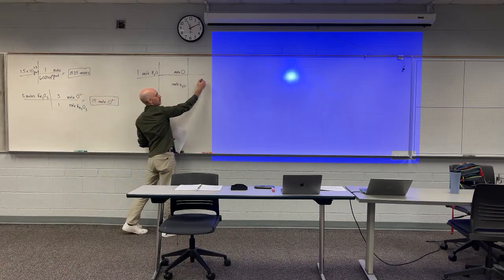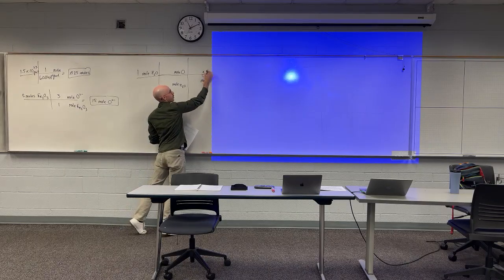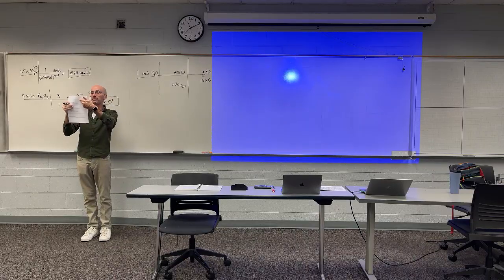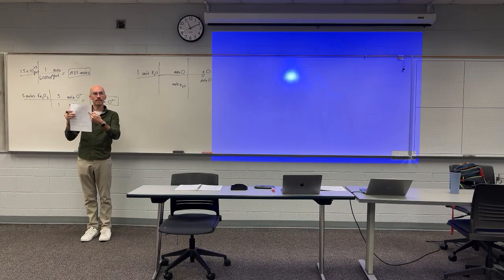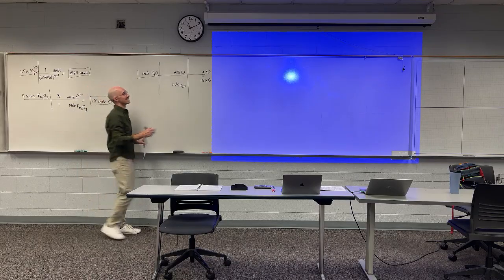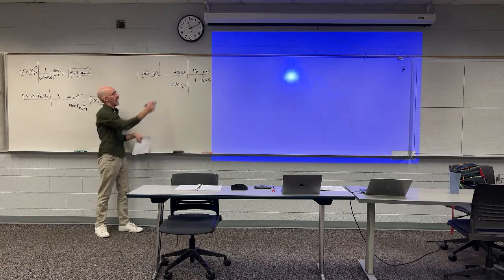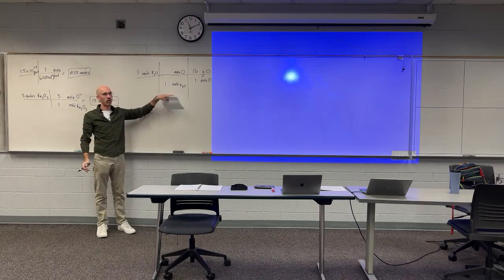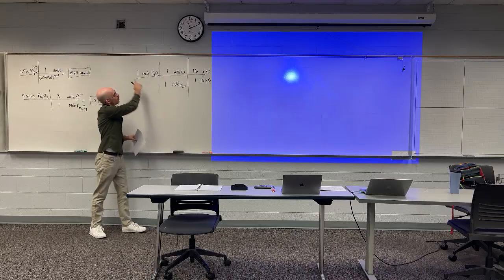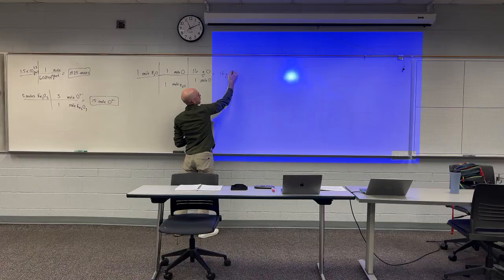I need to cancel moles of O. And then I need to get into grams of O. That's going from moles of B to mass of B. That's using what? The molar mass. What is the molar mass of oxygen? Not water, oxygen. 16 grams in 1 mole. And based on the chemical formula, how many moles of oxygen in 1 mole of water? 1. 1 times 1 times 16 divided by 1 times 1. 16 grams of oxygen.